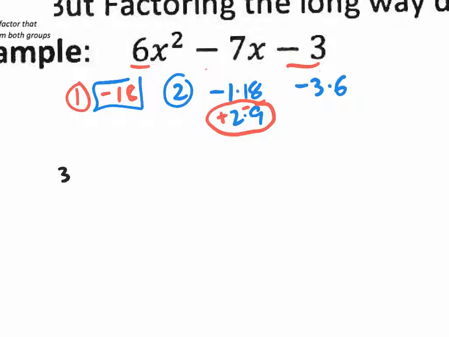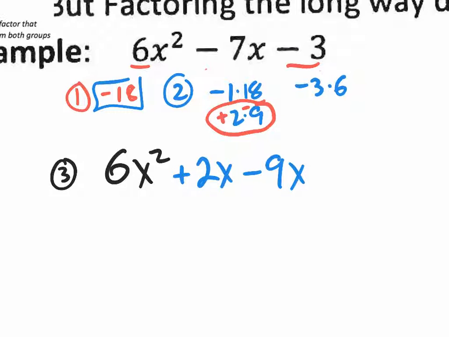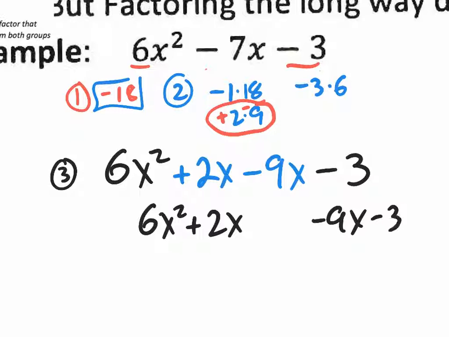Then we go to step 3 on the long method, which is rewriting the whole thing, 6x squared, but instead of -7x, I'm going to write it as +2x minus 9x. That's really -7x after all. And then the last term, the -3, I bring it down. Now I can factor by grouping. First group would be 6x squared plus 2x. Second group will be -9x minus 3.